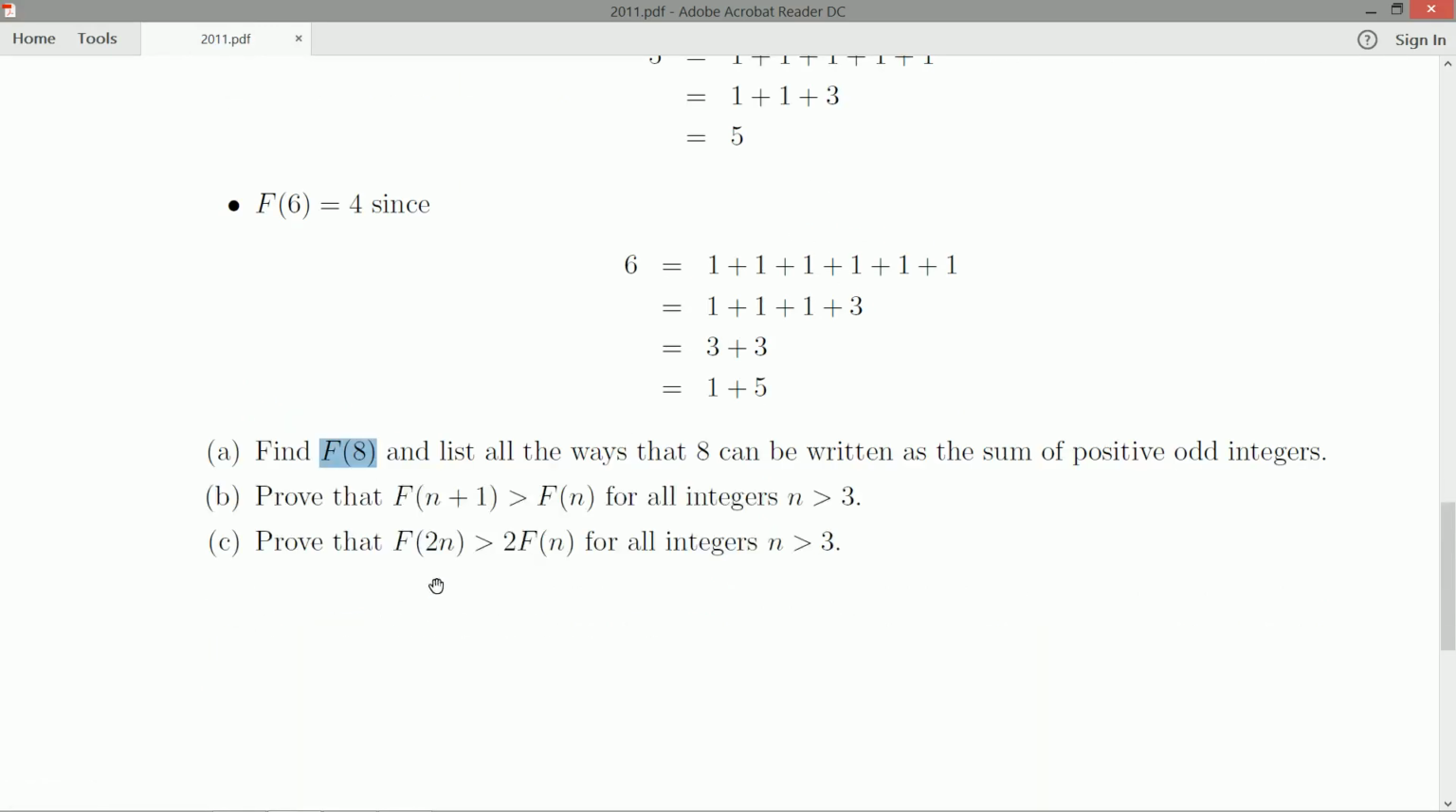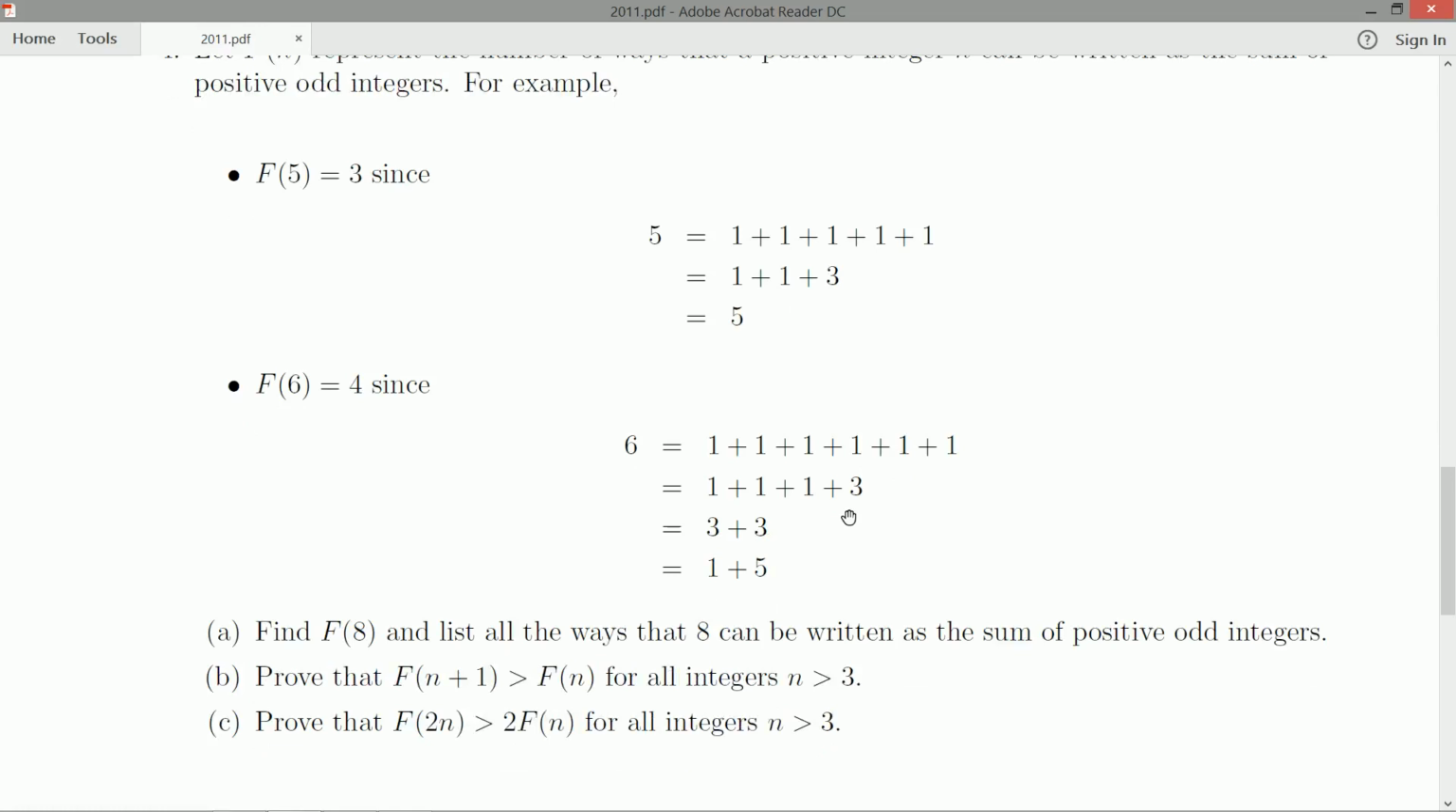And then part c, prove that f of 2n is greater than 2 f of n for all integers n greater than 3. I'm wondering if it's got to be greater than 3 because 3 is the smallest odd integer other than 1. I don't know, but I'm thinking that's probably it.